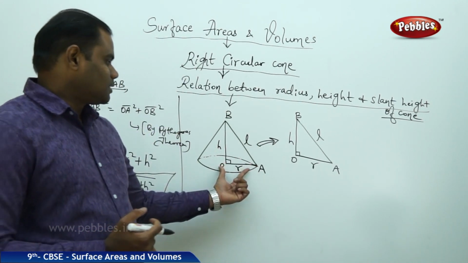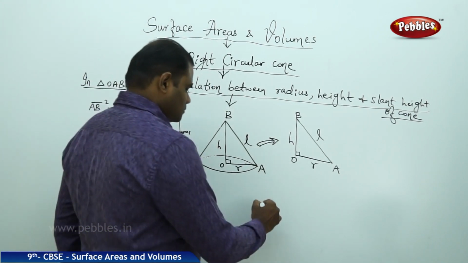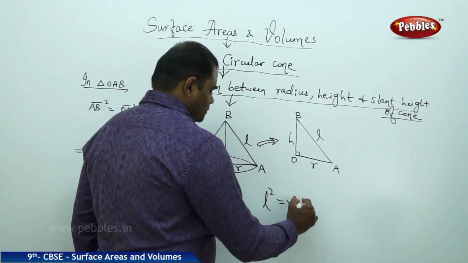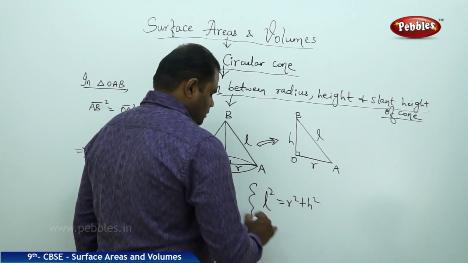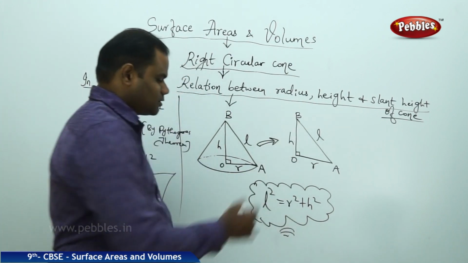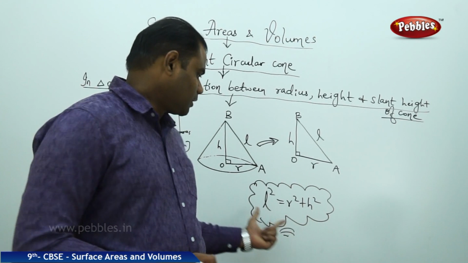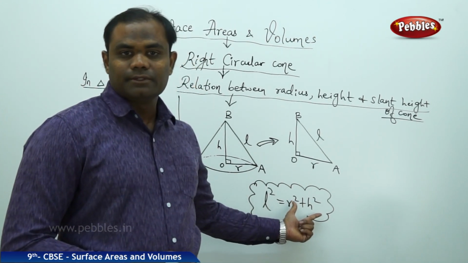The radius, height and slant height of the cone are related with L squared equals R squared plus H squared. R, L and H of the cone are connected with this equation.